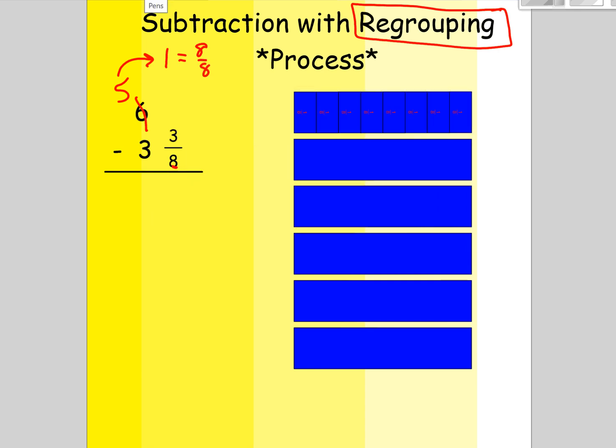Now, what do I really have? Well, I still have 1, 2, 3, 4, 5 wholes. And I have a 6th whole here, except now I'm calling it 8/8. So it's going to be 5 and 8/8 minus 3 and 3/8, which is 2 and 5/8.